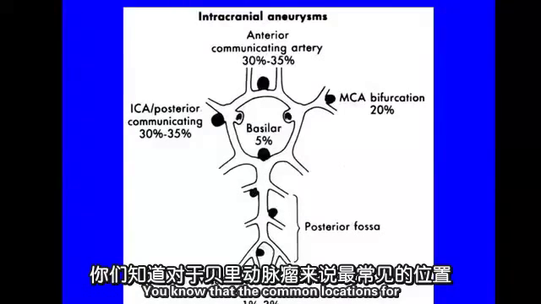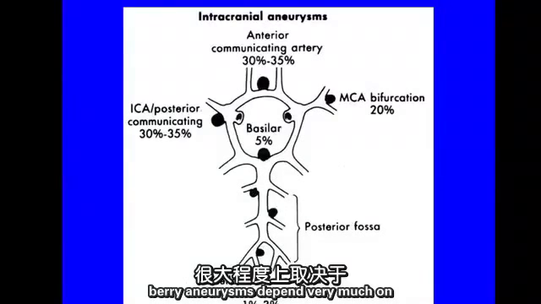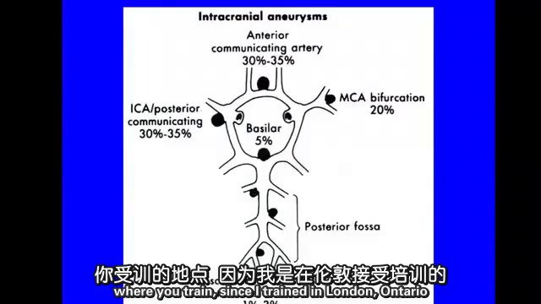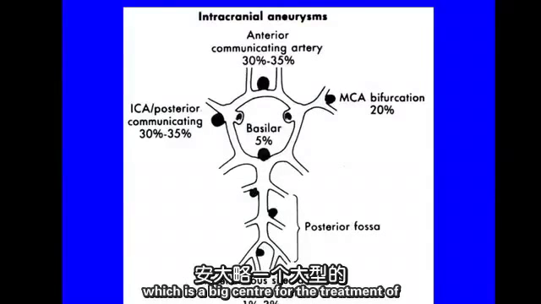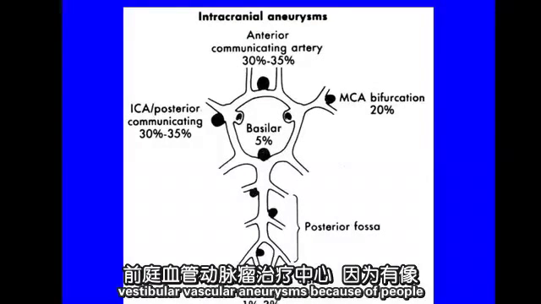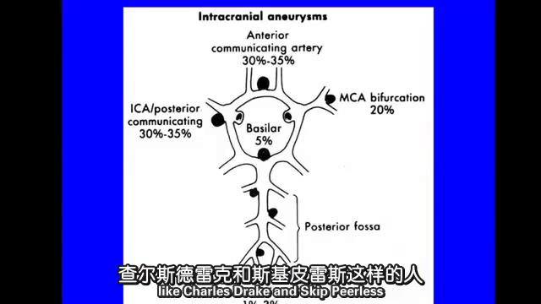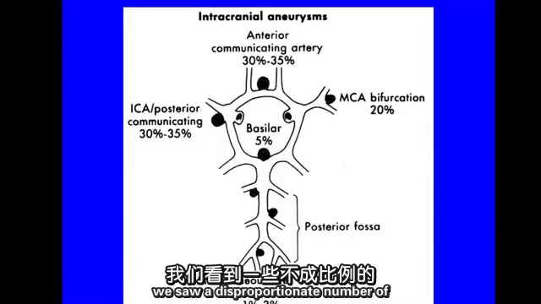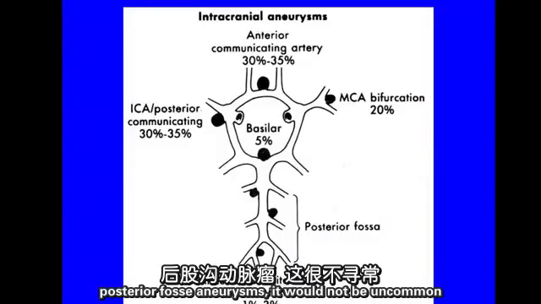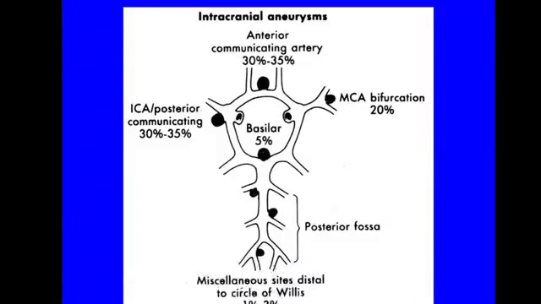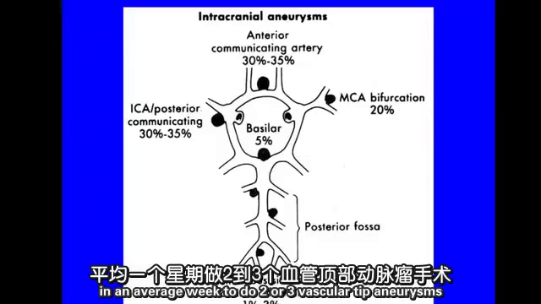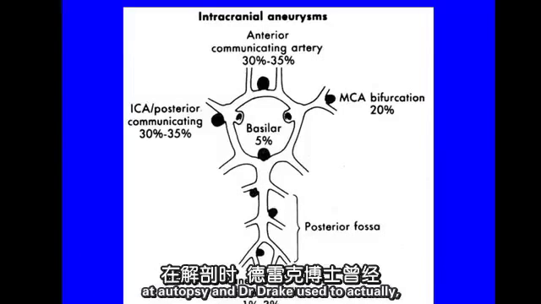You know that the common locations for berry aneurysms depend very much on where you trained. Since I trained in London, Ontario, which was a big center for the treatment of vertebrobasilar aneurysms because of people like Charles Drake and Skip Peerless, we saw a disproportionate number of posterior fossa aneurysms. It would be not uncommon in an average week to do 2 or 3 basilar tip aneurysms at autopsy.